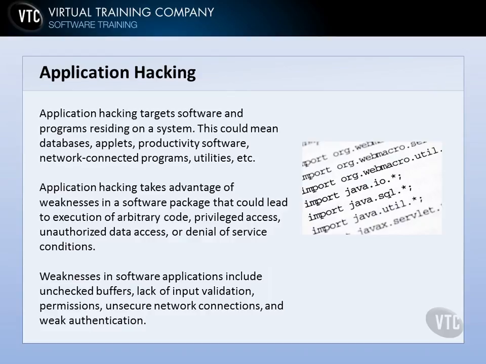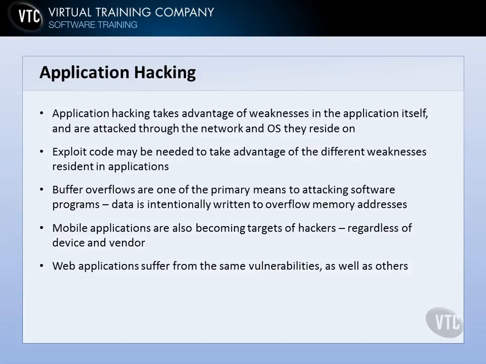Now, these weaknesses in the software applications include unchecked buffers, lack of input validation, maybe even weak permissions or unsecure network connections. Maybe the application is using something like FTP or Telnet, for example. And weak password authentication possibly might be an issue. So in some cases, it might be weaknesses in the applications themselves, but in other cases, it might be weaknesses in the environment that the application sits on. And maybe the application is not prepared to deal with some of the things that it expects the OS or the network to protect it from. In any case, application hacking takes advantage of these weaknesses that are in the application itself.